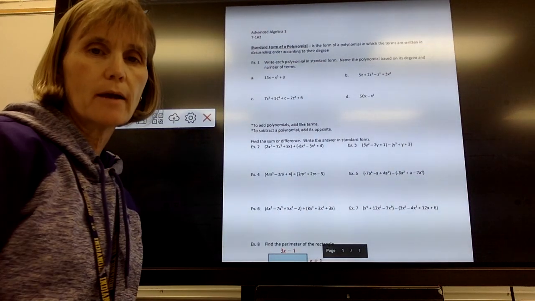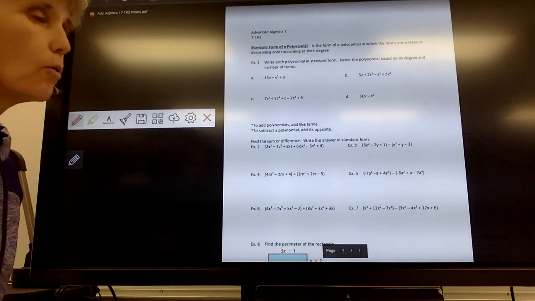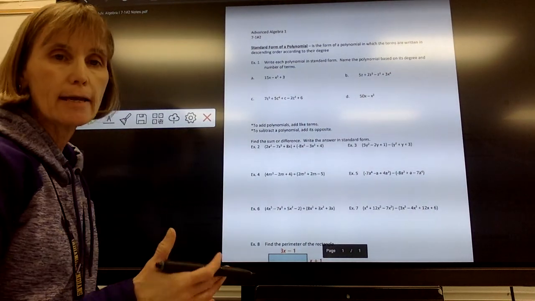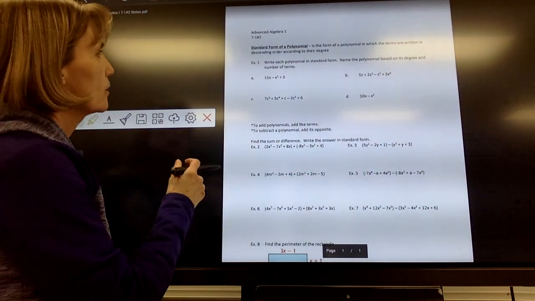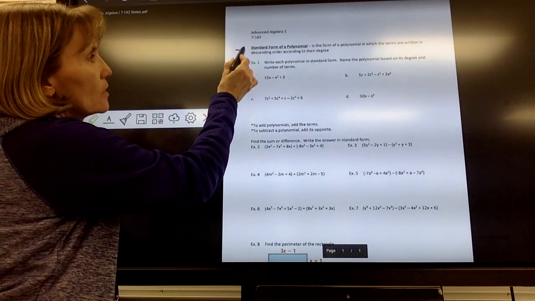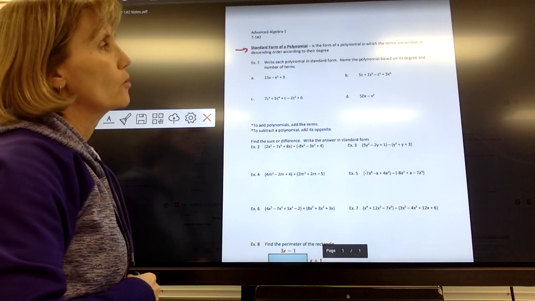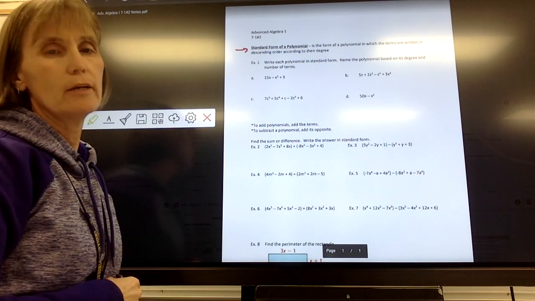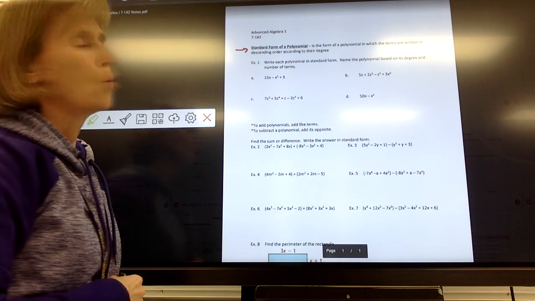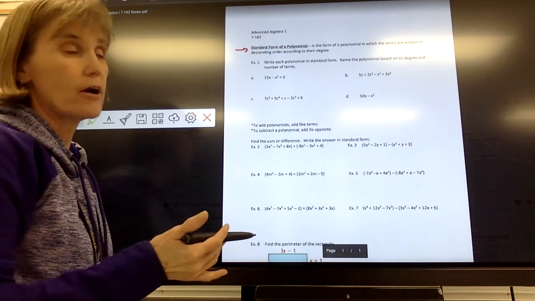All right, so we've talked about how to classify a polynomial. Now we're going to talk about how to add and subtract polynomials. To start with, we need to talk about what standard form is for a polynomial. Standard form is the form of a polynomial in which the terms are written in descending order according to their degree. So we've talked about how to find the degree.